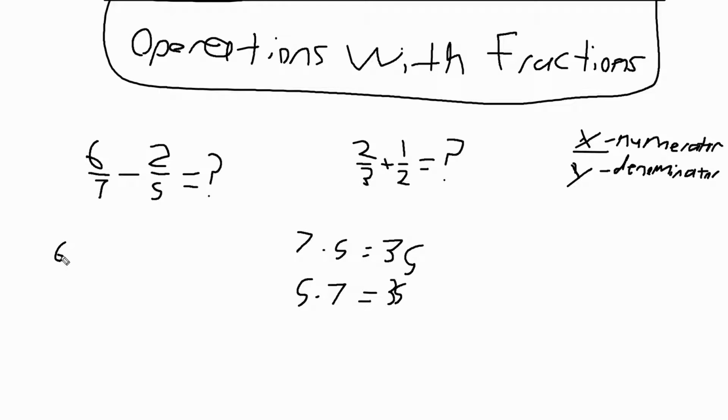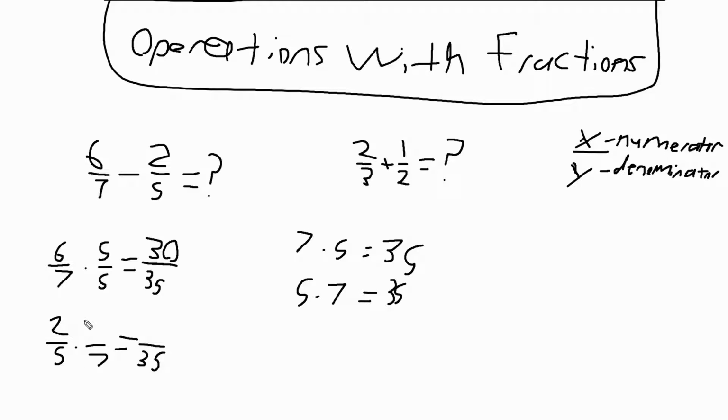So 6 over 7 times blank is equal to blank over 35. Now we do 7 times 5, which means we also have to do that on this part over here for the numerator, which would give us 30. And then we have to do it for the other one. So 2 over 5 times blank is equal to blank over 35. 5 times 7 equals 35. And we have to do the same for the numerator. 2 times 7 is equal to 14.